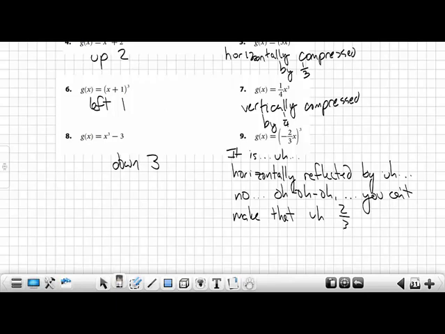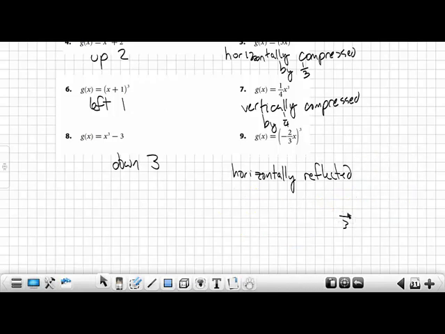Some of that's wrong. Horizontally reflected stands by itself. That didn't delete the way I wanted it to. Okay, there we go. I'll just keep on going with it.